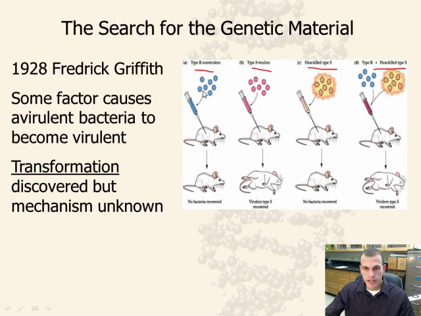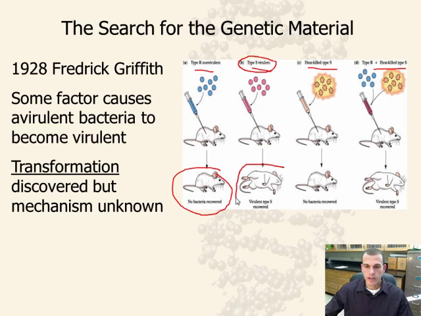Here the scientist takes this type R, which is non-virulent, so it's not a harmful bacteria, and you can see the bacteria was still living. Then he treated it with an S virulent bacteria, virulent being deadly, and obviously you notice that the mouse dies. So what Griffith decided to do here was treat this deadly S-type bacteria with some heat so it couldn't reproduce.